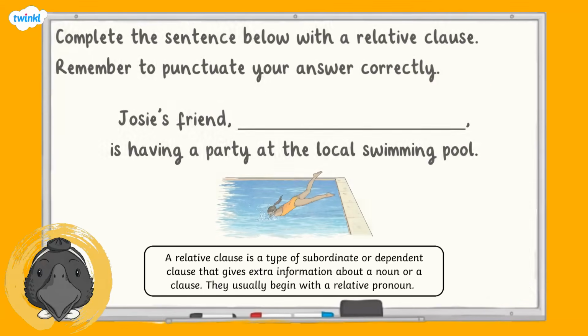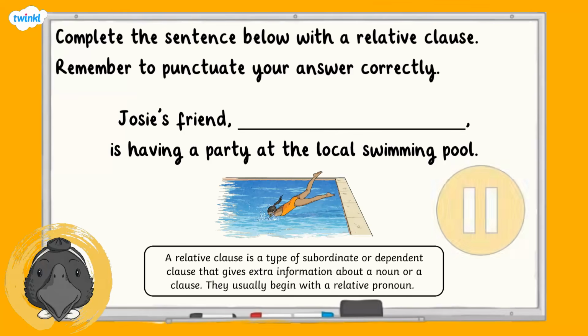Hoo-yah! The next question is asking you to complete the sentence below using a relative clause. Let's take a look at the sentence. Josie's friend is having a party at the local swimming pool. Your relative clause will need to give extra information about Josie's friend. Think carefully about which relative pronoun you need to use to refer to Josie's friend. Pause your video now and hit play again when you have an answer.